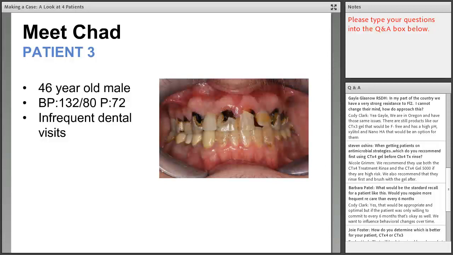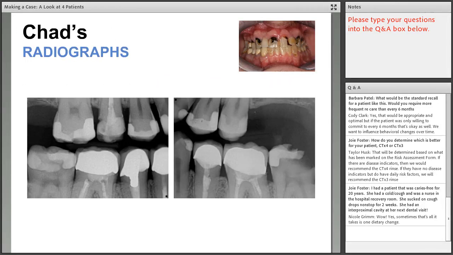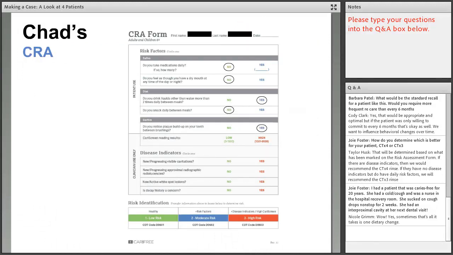Saliva, diet, biofilm. So I'm looking for saliva here. I'm looking at the diet. Do I see decay spread all throughout the mouth? I'm looking at biofilm, and I'm looking here to see, does he have a lot of plaque buildup on his teeth? So that's the thought process I'm working on. So here's his radiographs. We all look at it. It doesn't take long for experienced dentists to look at radiographs, and you see everything that I see here. I know you do. So let's look at Chad's Caries Risk Assessment form.